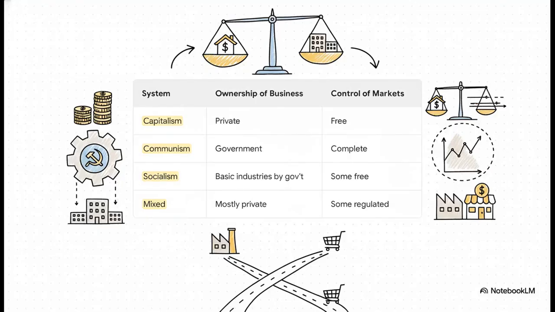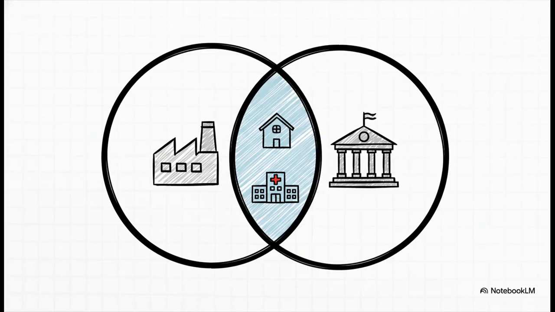You can see the huge contrast, right? Capitalism favors private ownership, while communism gives government total control. But here's the thing. In reality, almost no country is pure. Most are actually mixed economies.